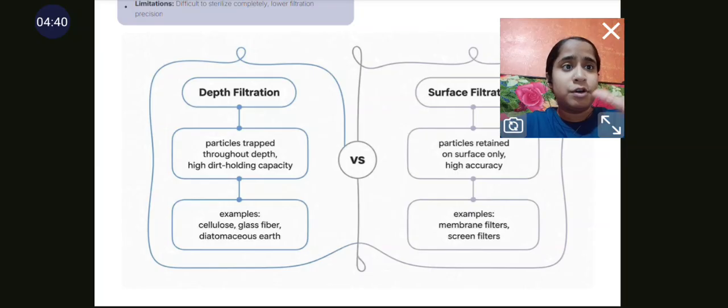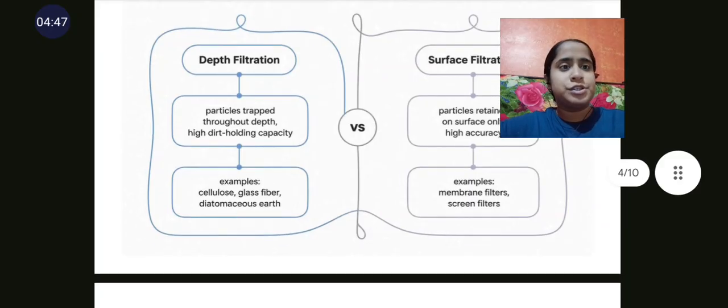As we discussed above, this is the diagrammatic representation of depth filtration and surface filtration.